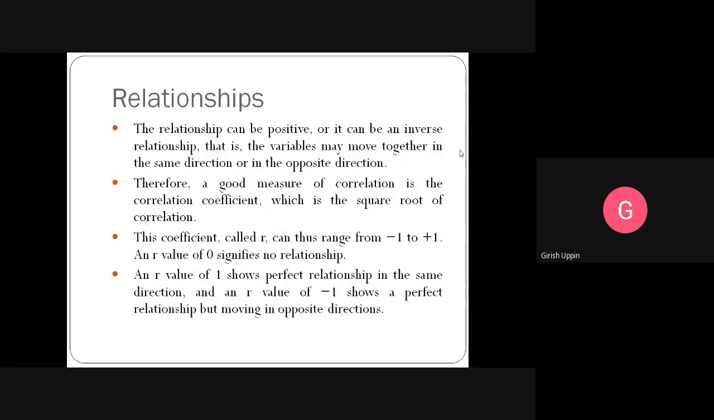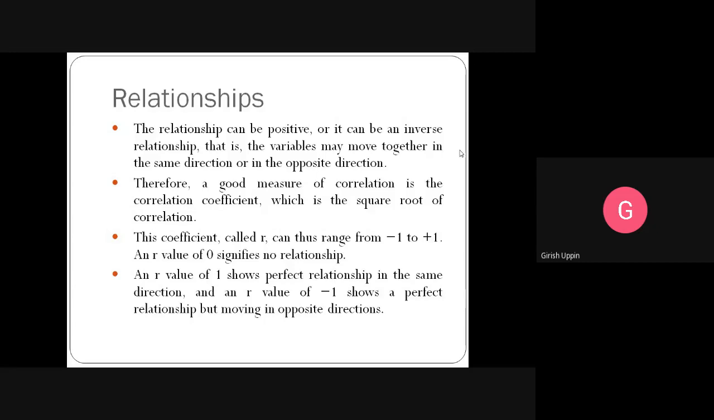The variables move together in the same direction or opposite direction based on whether they have a positive relationship or an inverse, negative relationship. Therefore, a good measure of correlation is the correlation coefficient. One more measure that we are going to use is the correlation coefficient, and this coefficient is represented by the lowercase r, and it can range from minus 1 to plus 1.